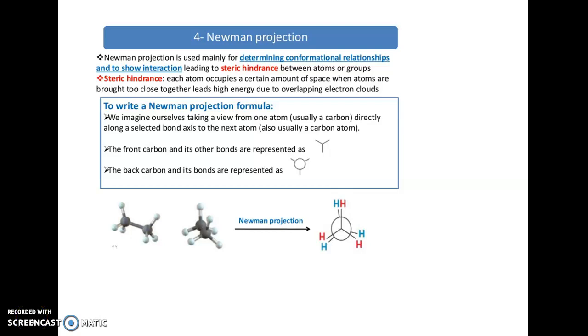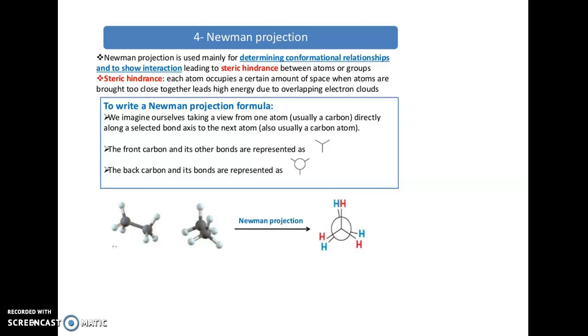In this video, let us continue the discussion on the Newman projection, which is mainly used for determining the conformational relationships and to show the interaction leading to the steric hindrance between the atoms or the groups. So here we should know, before showing the interaction which is mainly due to the steric hindrance, what steric hindrance is.